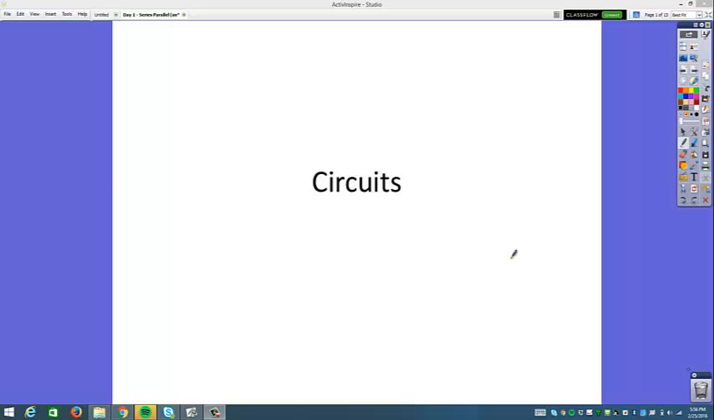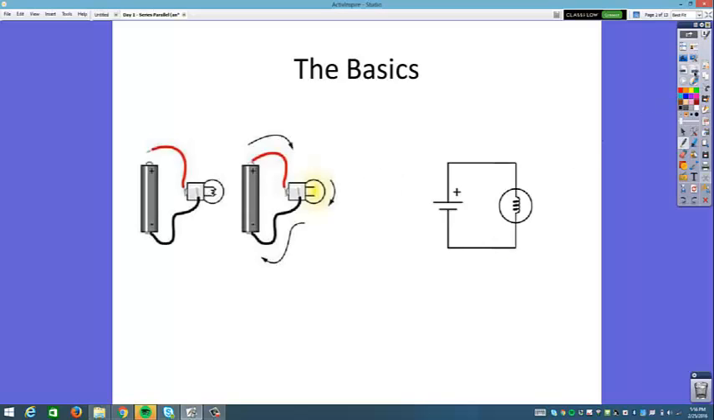All right, today's notes are going to be on circuits. So we've talked about magnetism, we've talked about current, we've talked about voltage, that potential difference that's going to make your electrons move. So now we're basically going to put it together into circuits, which generally tends to be something that all of y'all really like to do. So the first thing is the basics.